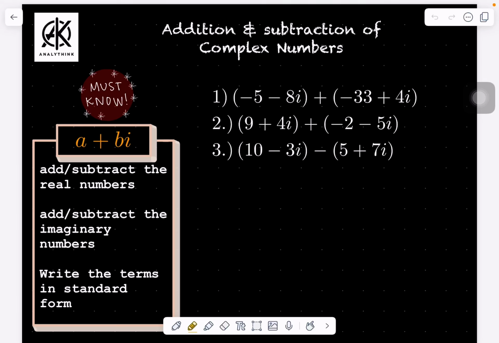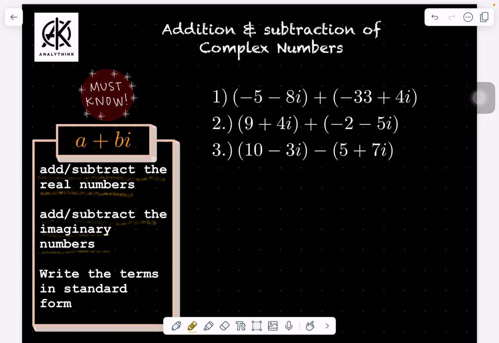Let's talk about how we add or subtract complex numbers. So the first thing that we have to do is identify the real parts and the imaginary parts. When we say imaginary parts, of course, these are numbers which include i, or which have i in them. Just like our addition and subtraction of polynomials, you have to add and subtract similar terms. So that means you add or subtract the real numbers, and add and subtract the imaginary numbers.